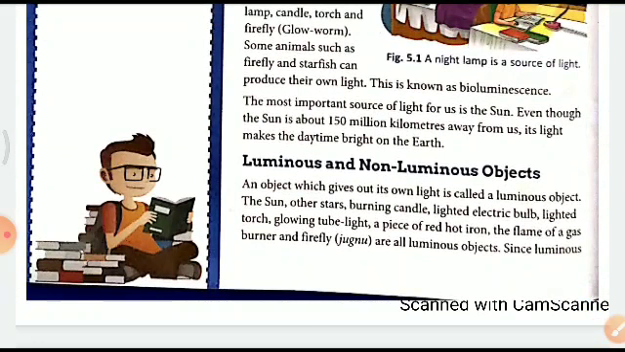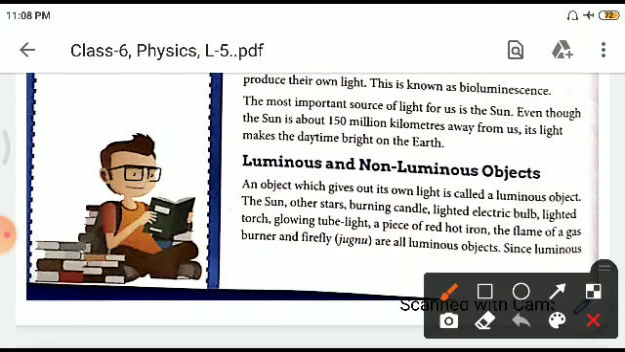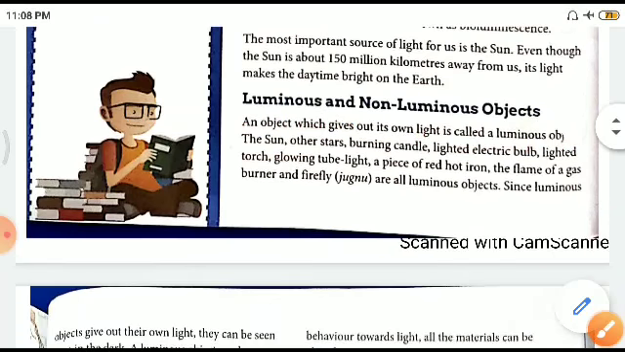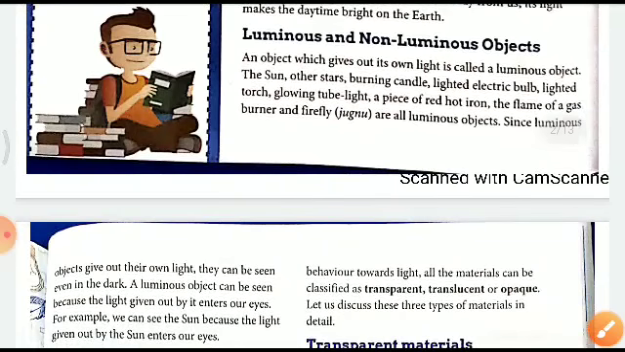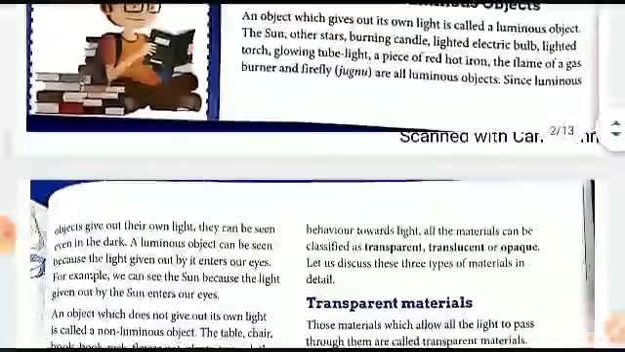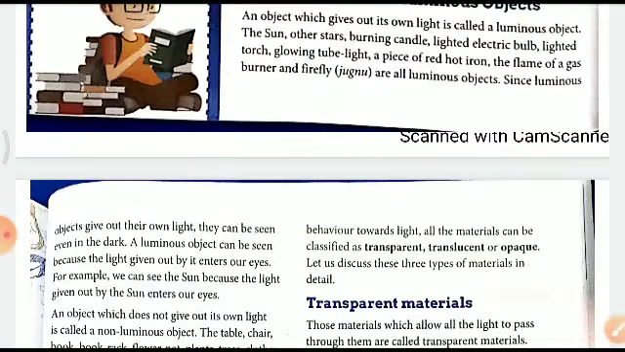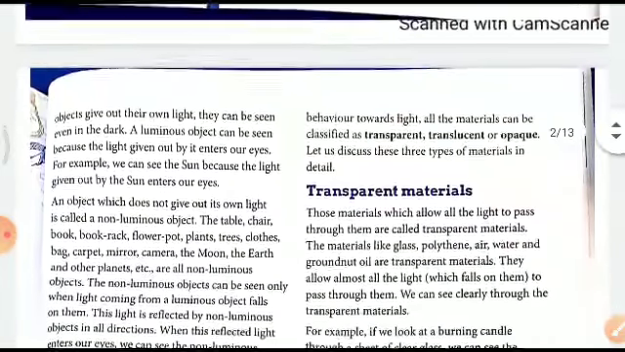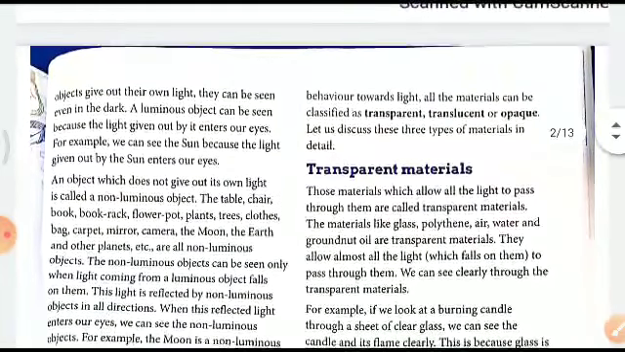Now let us see the examples of luminous objects, right? And they are the sun, right? Please remember, any object which gives out its own light is called a luminous object. For example, the sun, right? Okay, so since luminous objects give their own light, they can be seen even in the dark, right? And now let us come to the non-luminous part.